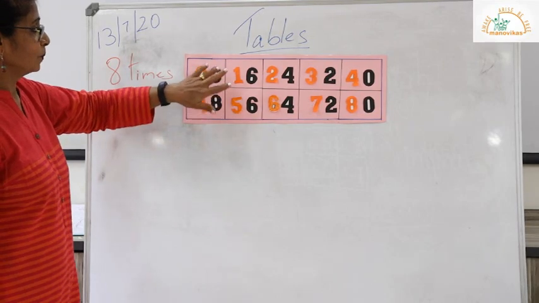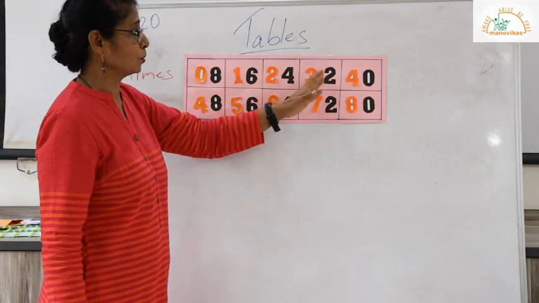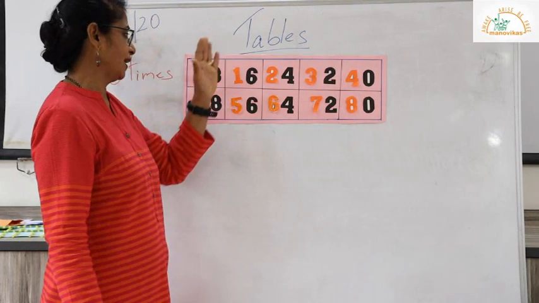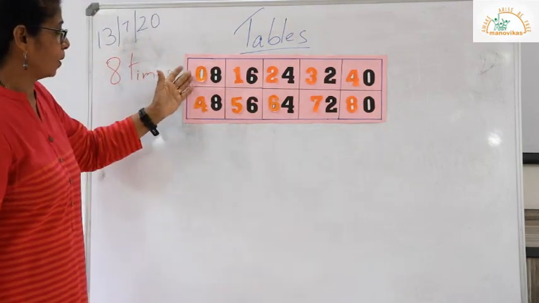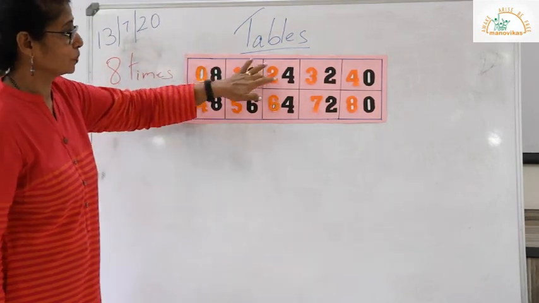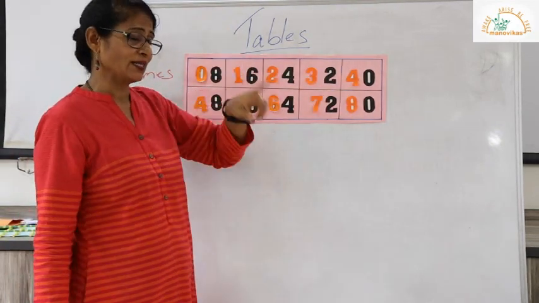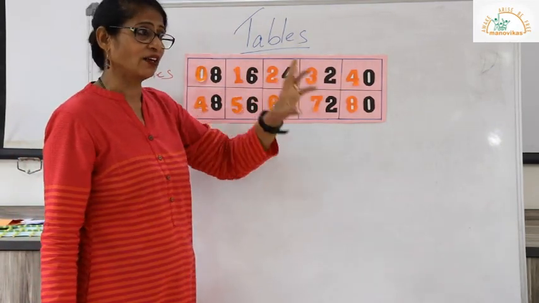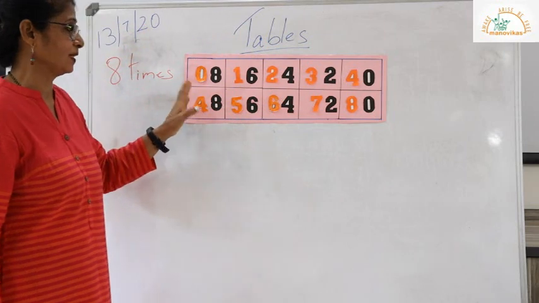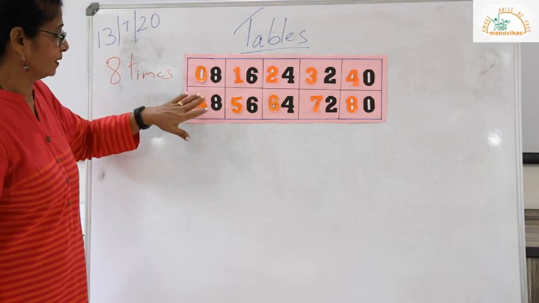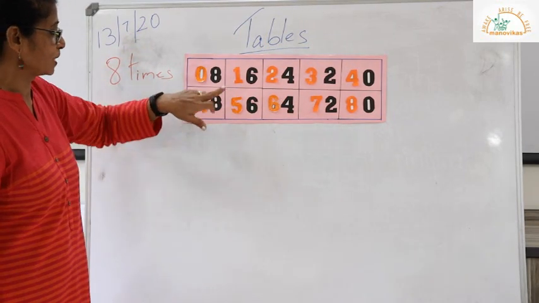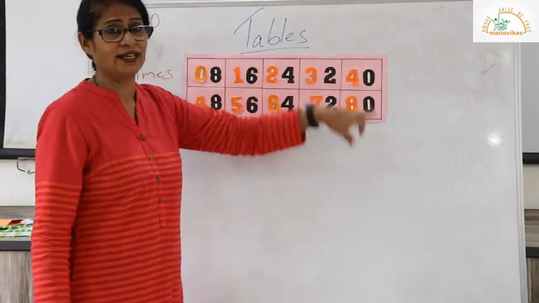which are 8, 6, 4, 2 and 0 in the ones. And in the tens place, we have an order like 0, 1, 2, 3, 4. But please keep in mind, there's an extra 4 which we have used in the bottom line, where we repeated the 4, and then we have the sequence as 4, 5, 6, 7, 8.